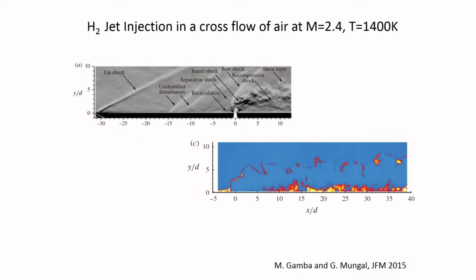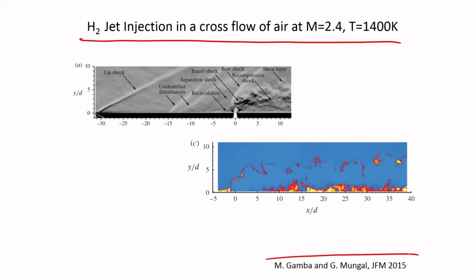So when you inject the fuel, of course, as you have seen, that leads to the formation of a bow shock and surrounding the barrel shock when you inject fuel, because the fuel jet poses an obstruction. So this is a hydrogen jet injection in a cross flow of air at Mach 2.4 at a static temperature of 1400 Kelvin. This comes from the work of Gamba and Mungal, recently published. So when you inject this hydrogen jet at this point, you see these are the OH PLIF images by the same technique we described previously.